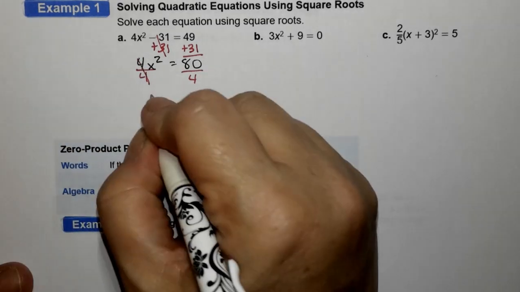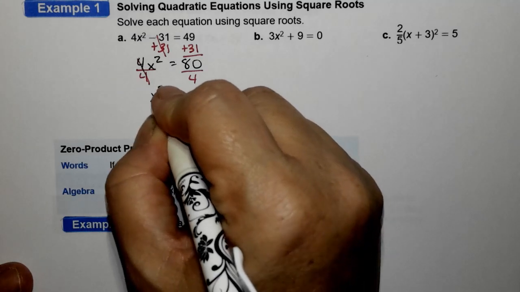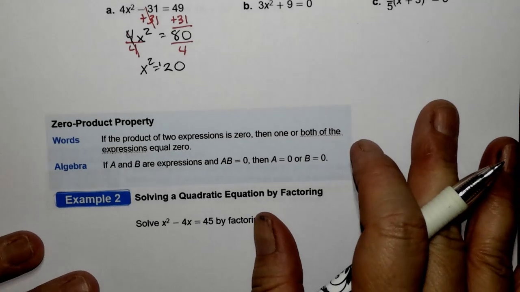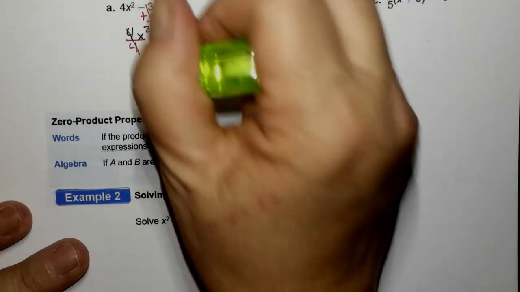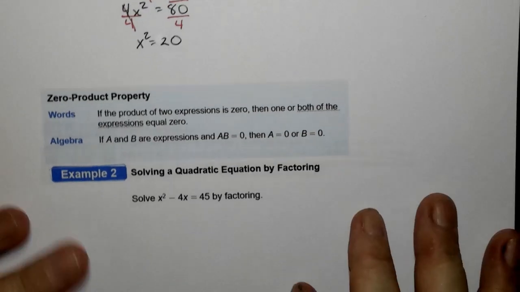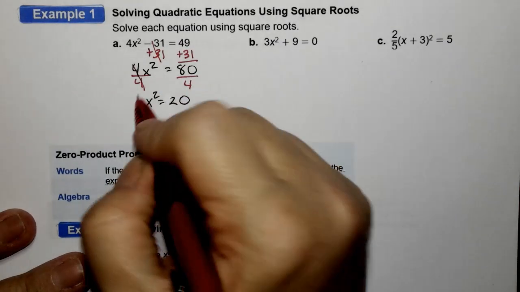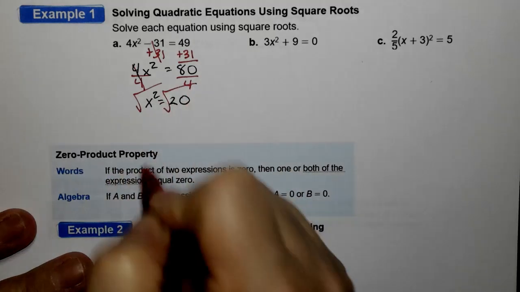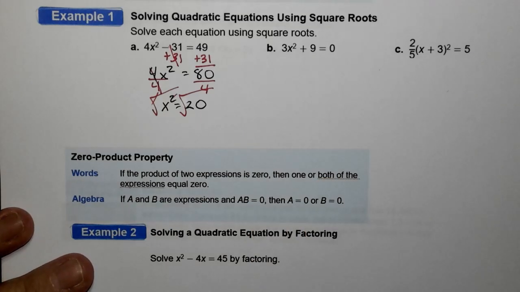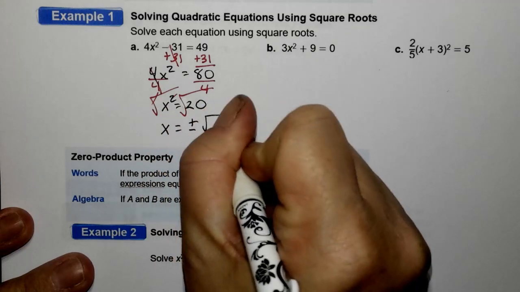And I get x squared is equal to 20. I'm just trying to skip a step there. All right, so now is where we want to find the value for x. So we take the square root of both sides because squaring and a square root cancel each other out. So now we have x equals plus or minus the square root of 20.